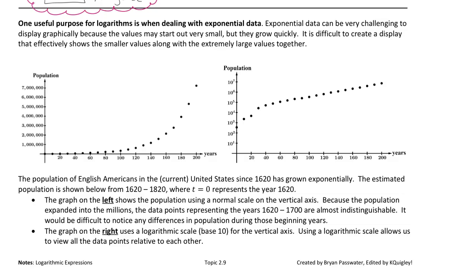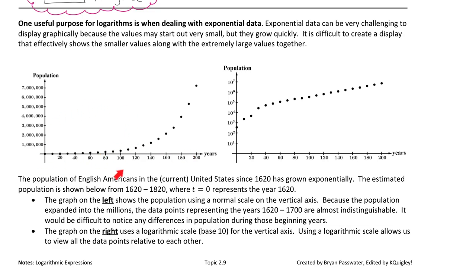If we look at the example printed here, this is the population of English Americans in the current United States since 1620, clearly not talking about the Native American population that's here. This is like the Mayflower, right? The Pilgrims came. Happy Thanksgiving, everybody. But population has grown exponentially. We have a lot more people in America than we did back then. The estimated population is shown from 1620, right here, to 1820, where t equals 0 is the year 1620.